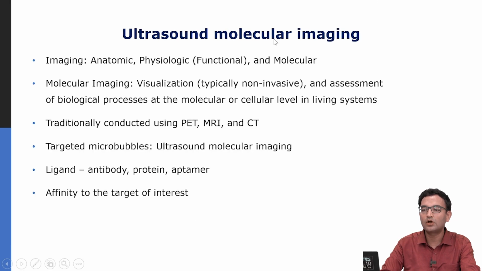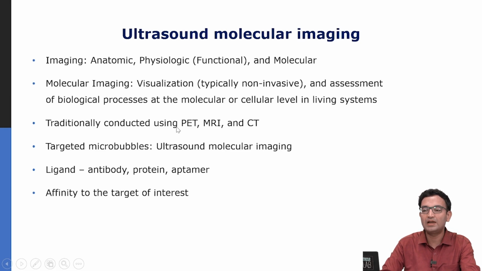Now let us discuss ultrasound molecular imaging, which is a different type of contrast enhanced imaging. Now, imaging can be divided into different categories. Imaging can be anatomical imaging, physiologic or functional imaging, and molecular imaging. And by molecular imaging, we typically refer to the non-invasive visualization and assessment of biological processes at the molecular or cellular level in living systems. So microscopy in a petri dish of some ex vivo tissue will not qualify as molecular imaging.